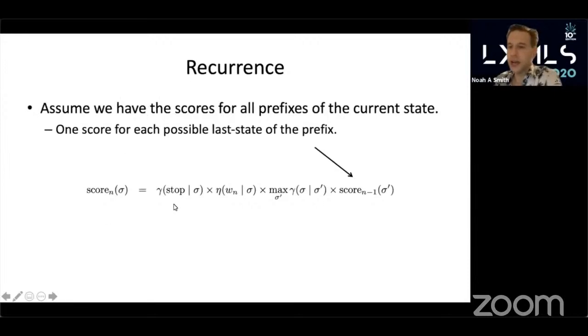And again, there are going to be four pieces to this now. The first one is the transition. We know that we had to transition from this last state to stop. We know that this last state had to generate word n. And then what we're choosing among is preceding labels, which transition to sigma, and which each on their own have a score corresponding to the best label sequence up to that point. And so this now gives us a recurrence. There's one score for each possible last state of the prefix at each position.